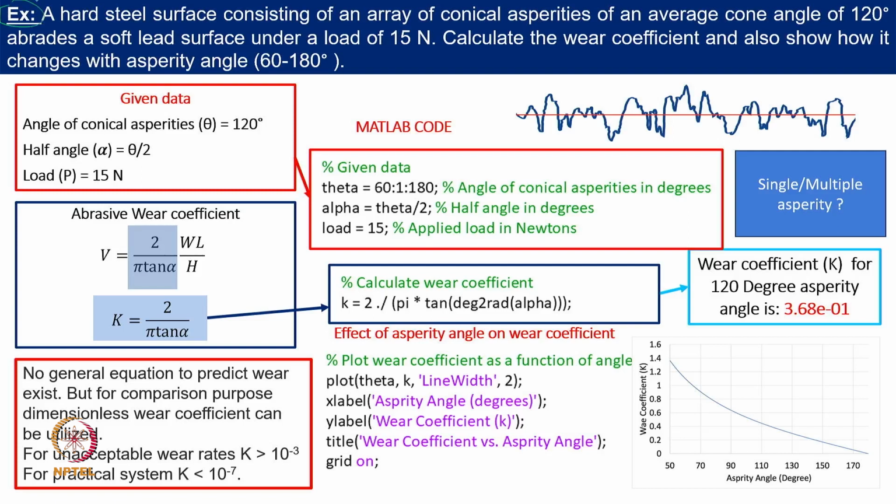This example is a hard steel surface considering an array of conical asperities. Now, when we say conical asperities, we need to look at the surfaces also. Naturally, this cone angle will be different from this cone angle, and from this cone angle. Actually, what Rabinowicz did was more like a generation with a single asperity, but in reality there are multiple asperities, so variability will be there.